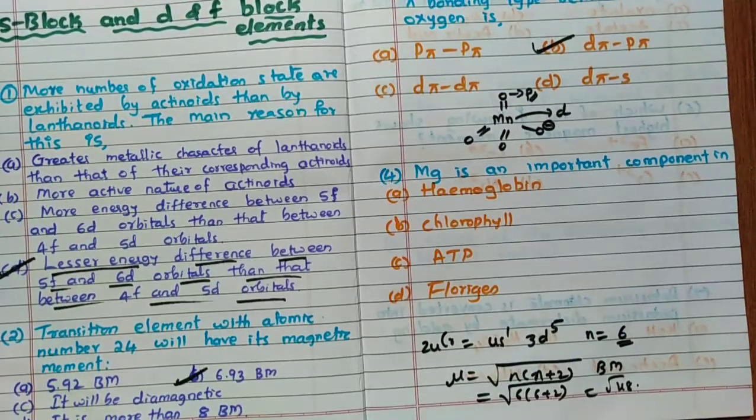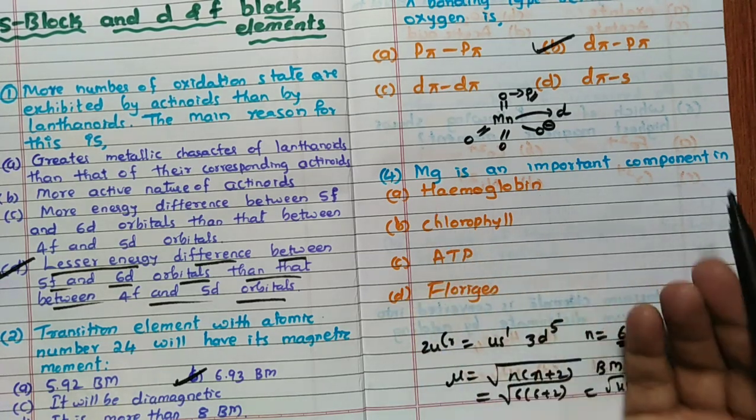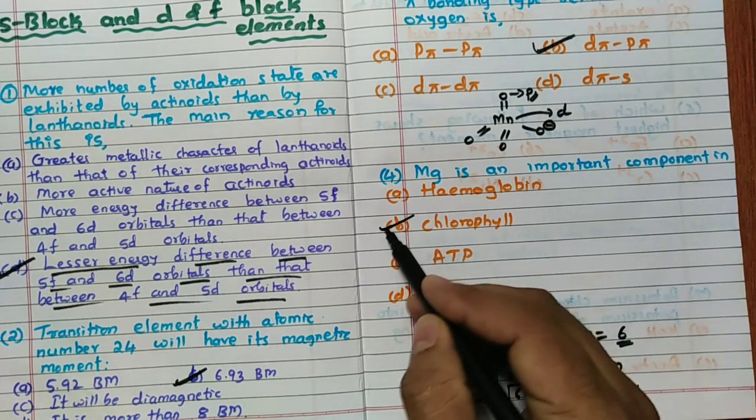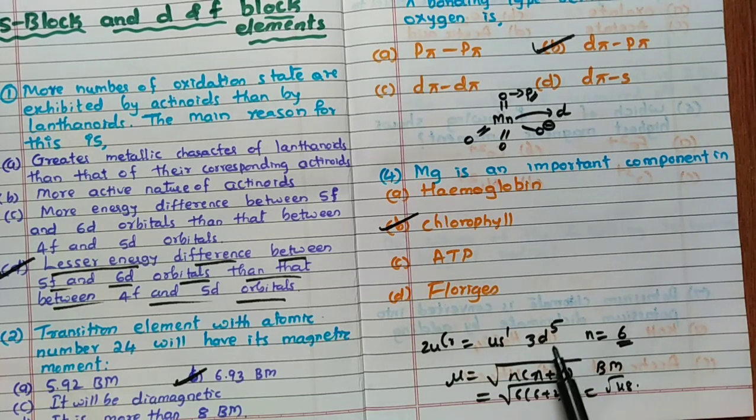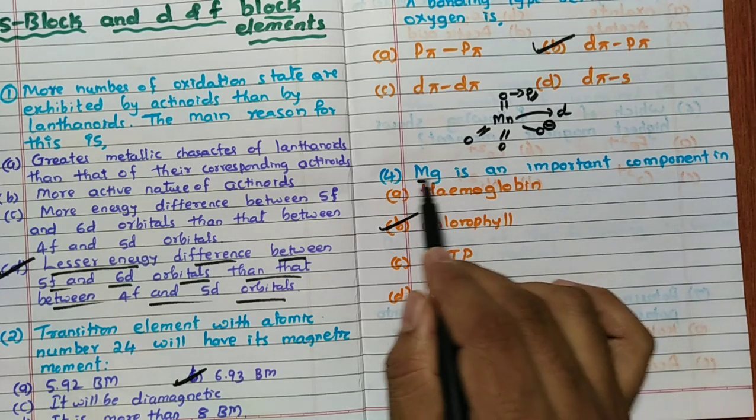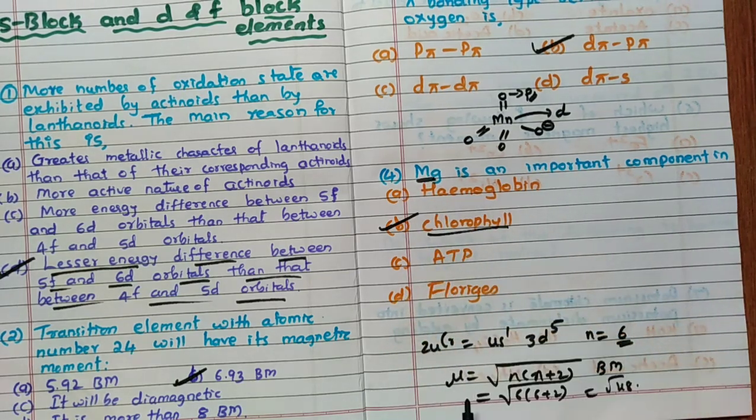Then, magnesium is an important component present in which? A very simple question on the s block elements, remember, it was asked in 2015. Magnesium is an important component. We know that hemoglobin has iron, chlorophyll is the answer, magnesium. ATP is phosphorus, florigen is a hormone, the flowering hormone. Generally calcium is present in this. So chlorophyll, where magnesium is present, is the answer for this question.